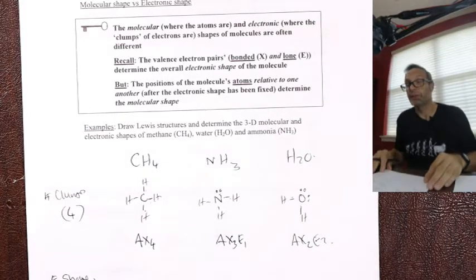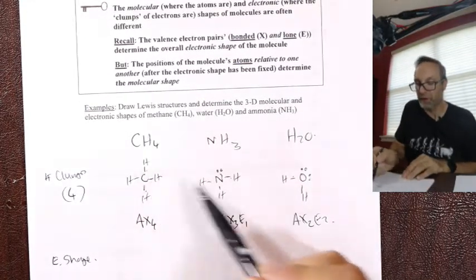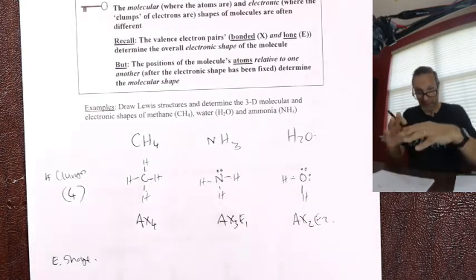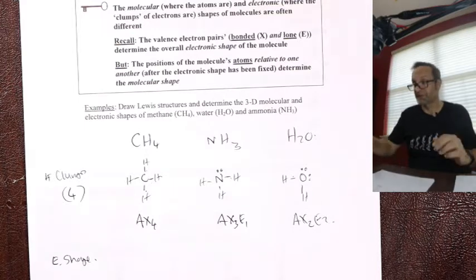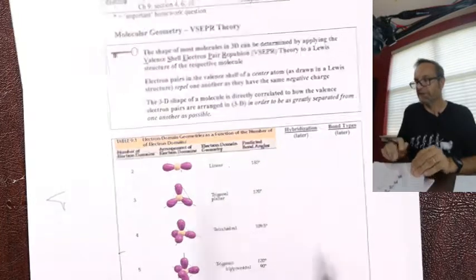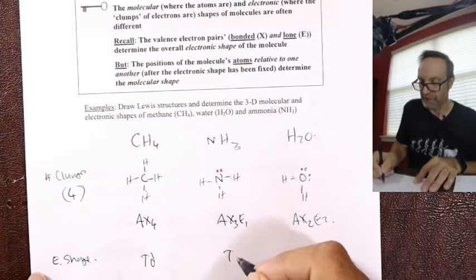Now, the electronic shape is always going to be the same, right? In each case, we have 1, 2, 3, 4 clumps. So the electrons will repel as far away as they can with four clumps, which is always the same shape, right? Four clumps, there they are, tetrahedral. So the electronic shape in each case is tetrahedral.